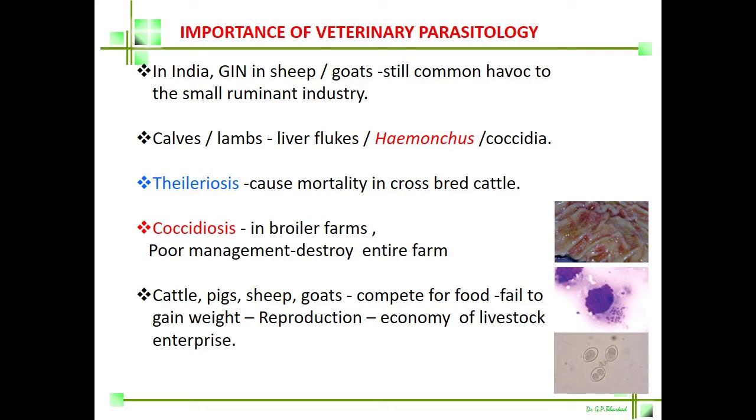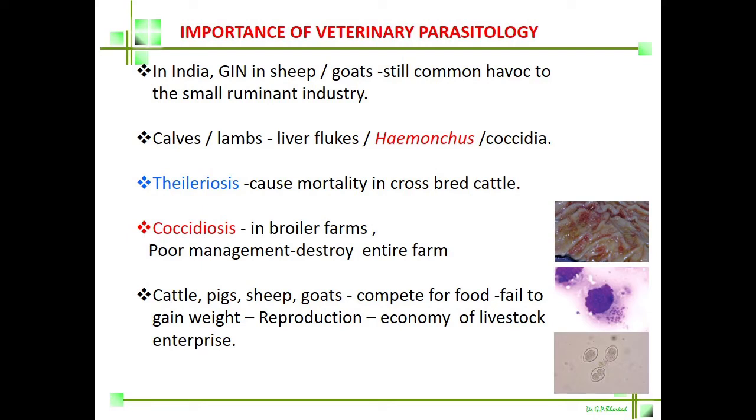Though we have partially succeeded in Operation Flood by crossbreeding our animals with exotic breeds of cattle, there has been an increase in the incidence of theileriosis in crossbred animals as well as exotic breeds of cattle. However, our Indian indigenous breeds are tolerant or resistant to theileriosis, but still theileriosis has remained the single largest parasitic disease, which has become a major hurdle in Operation Flood.